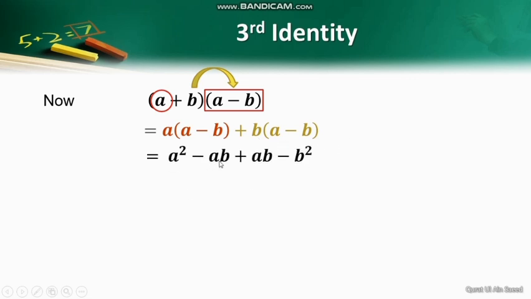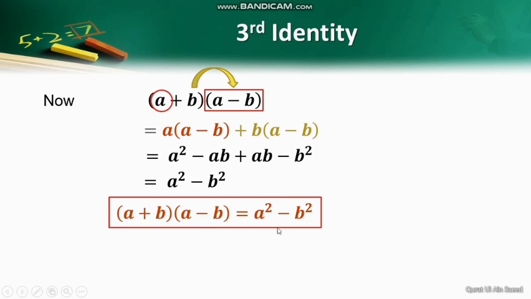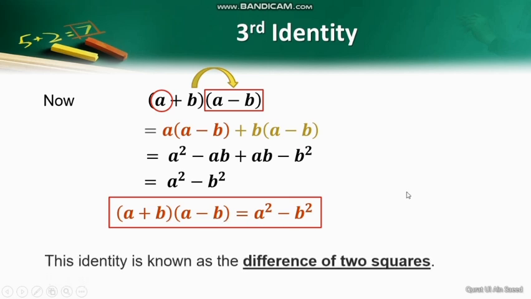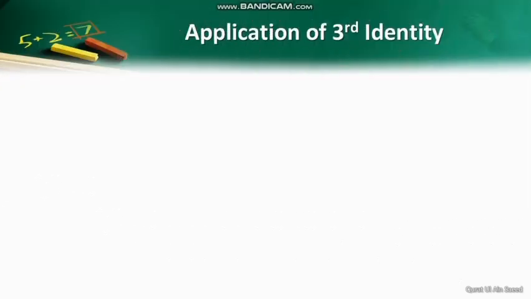a squared minus ab plus ab minus b squared. We observe that the middle terms are same here but opposite in sign, so they cancel each other. Hence we are left with the squared terms only. This is our third identity and it is called the difference of two squares. Now let's take an example for the application of the third identity.